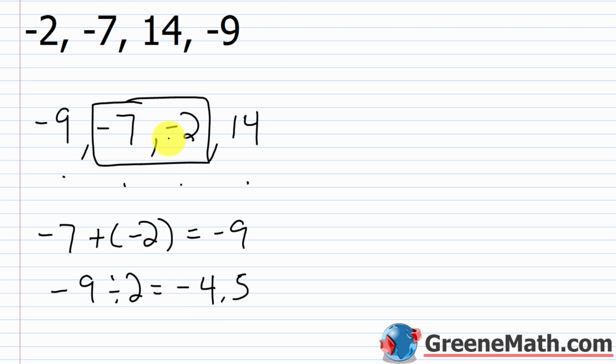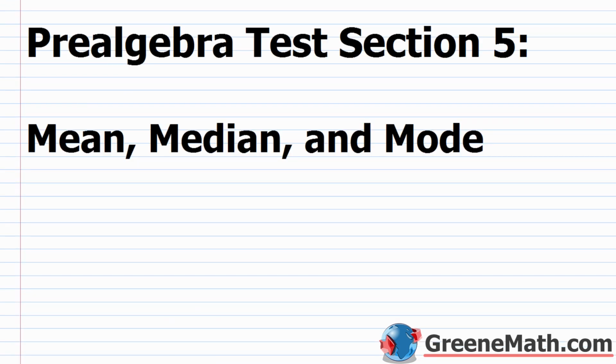Because that's the average of the two middle numbers. So the median for -2, -7, 14, and -9 is going to be -4.5. Hello and welcome to Pre-Algebra Test Section 5 on finding the mean, median, and mode.